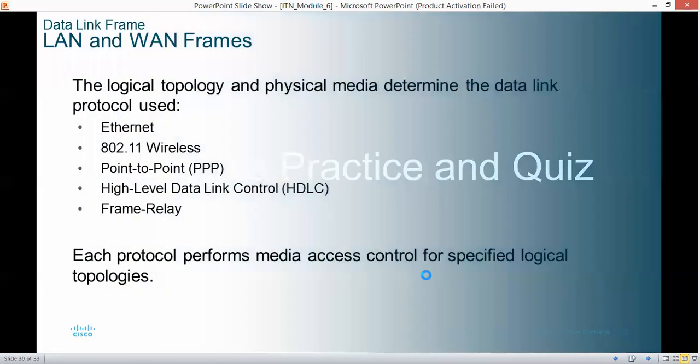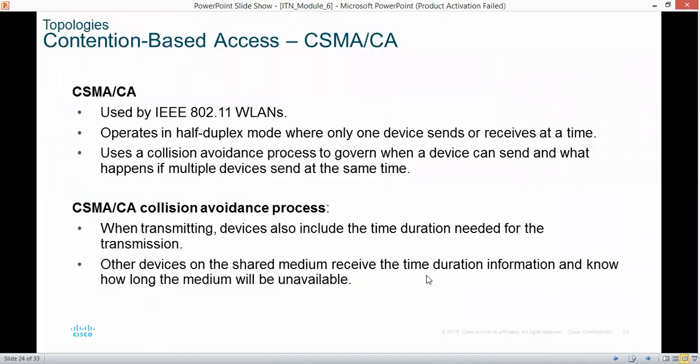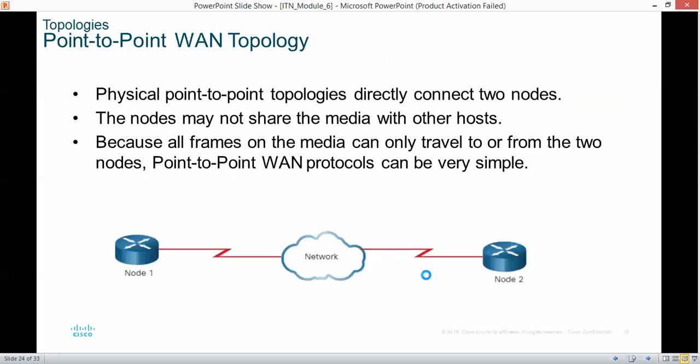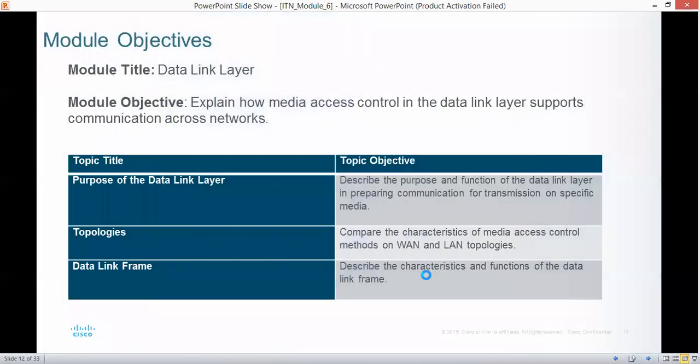So what you do, like I said, when you read through all this, you take your time, you go back again, look at your objective, and be sure that you have met the objective. And what is it? It is to describe the purpose and function of the data link layer in preparing communication for transmission on specific media. And when you're explaining this, that is where you have to sit down to explain the CSMA/CD and the CSMA/CA.